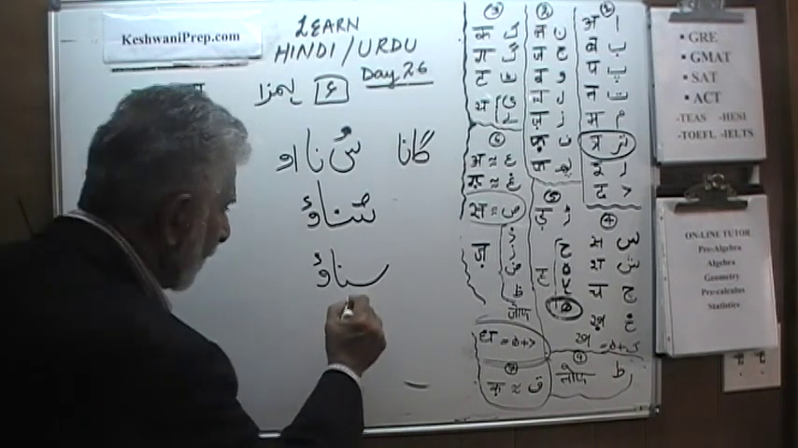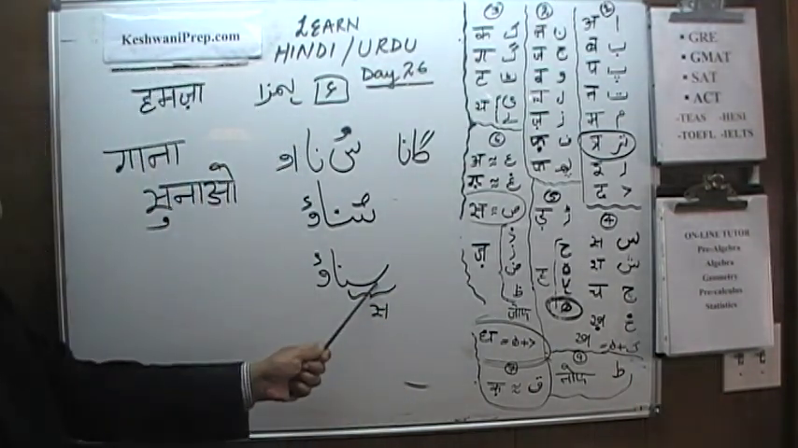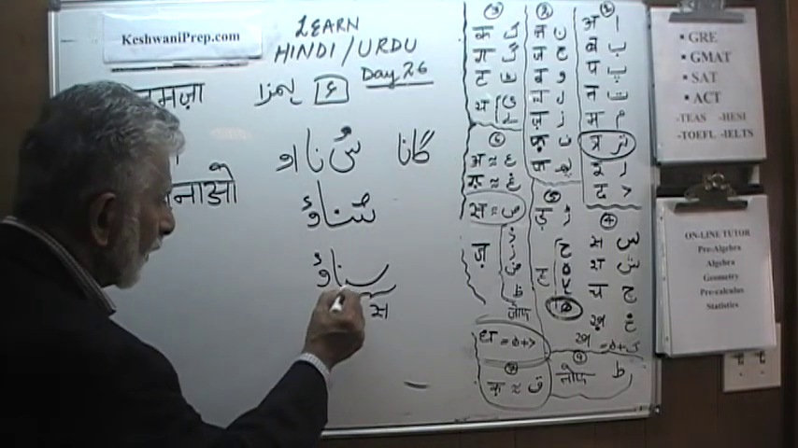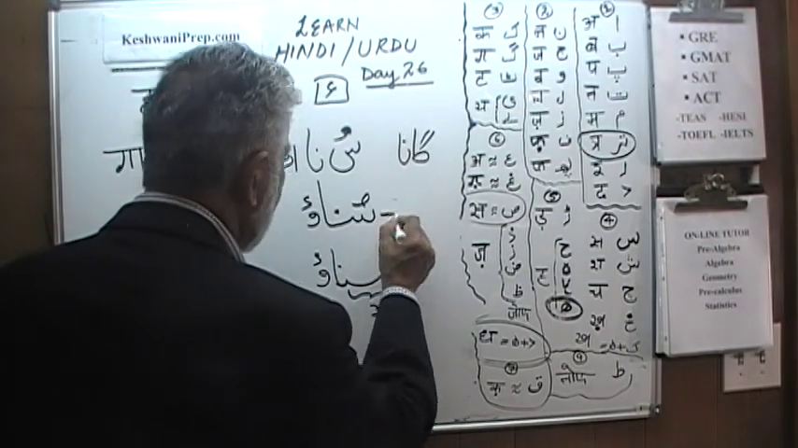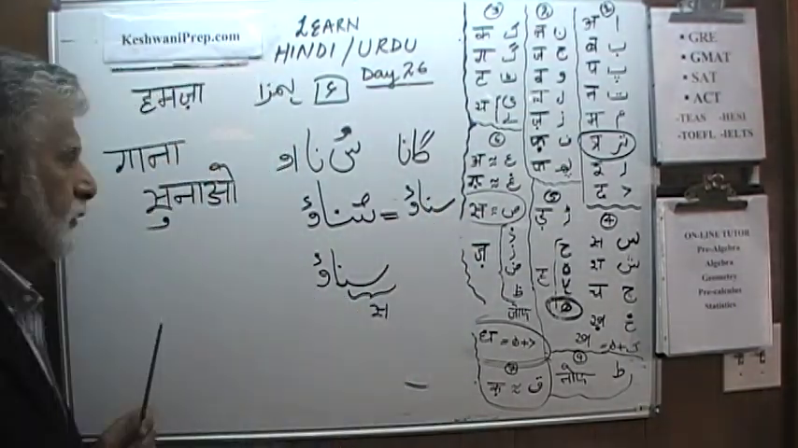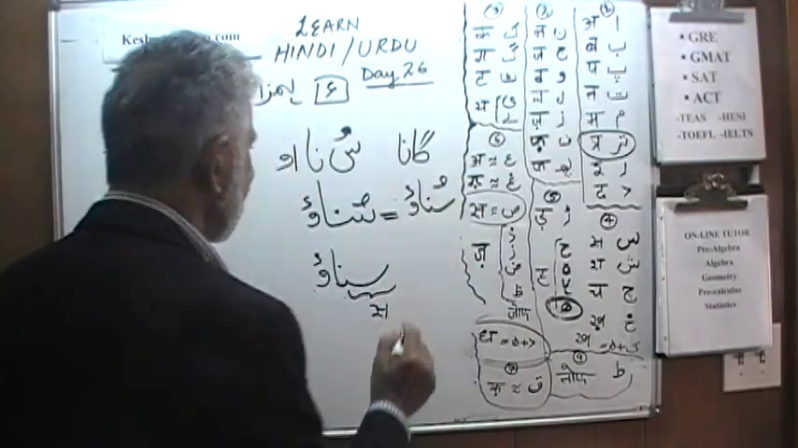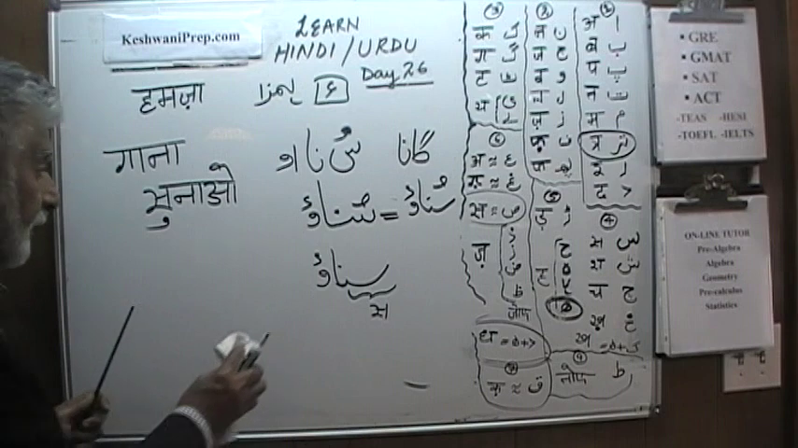So that's your seen. This part right here is the seen part. And if you're going to write it in this style, then the noon has to be a little bit smaller. And they are both perfectly acceptable. Gana sunao. I forgot the pitch. Gana sunao. That was it. That's all I had.